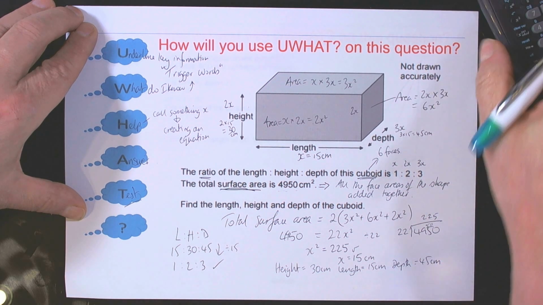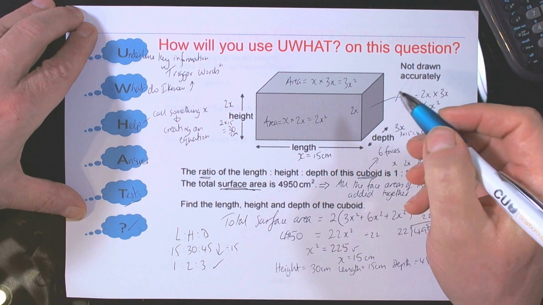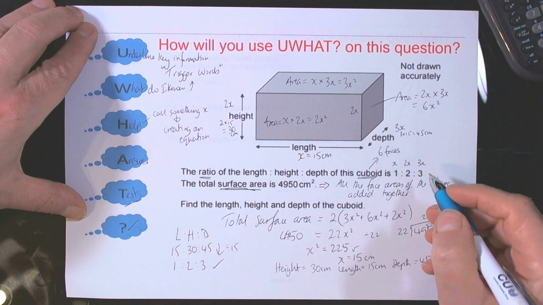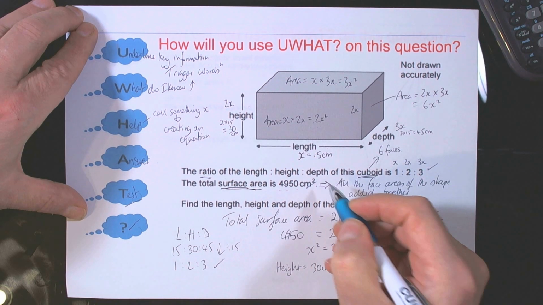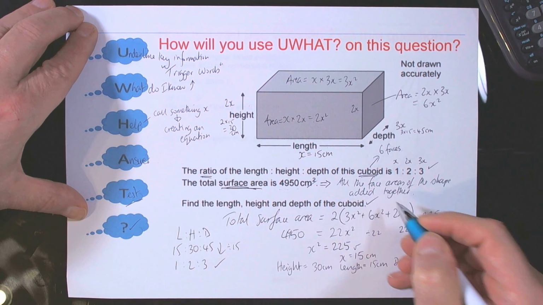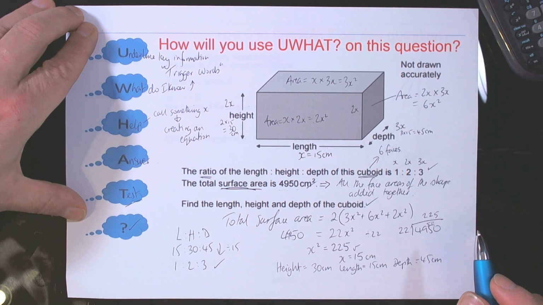Alright, so we've gone through, so now we tick off. Have we done everything the question wanted? So the ratio, yeah, we've done that. We've dealt with that. We've dealt with the surface area. Have we found the length? Yeah, we have. So we're quite happy we've answered the question expected of us.